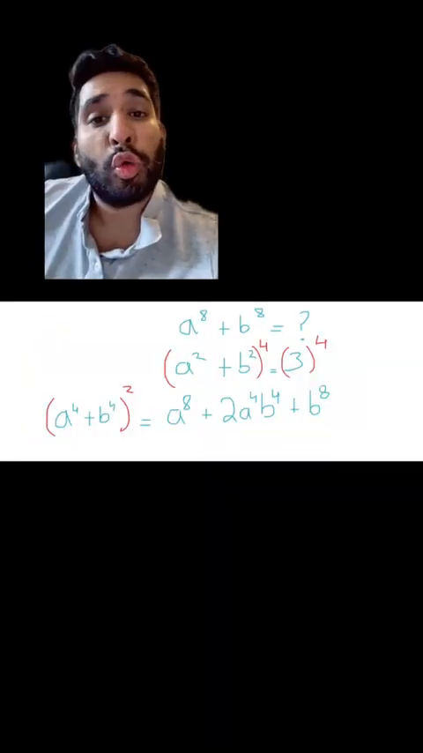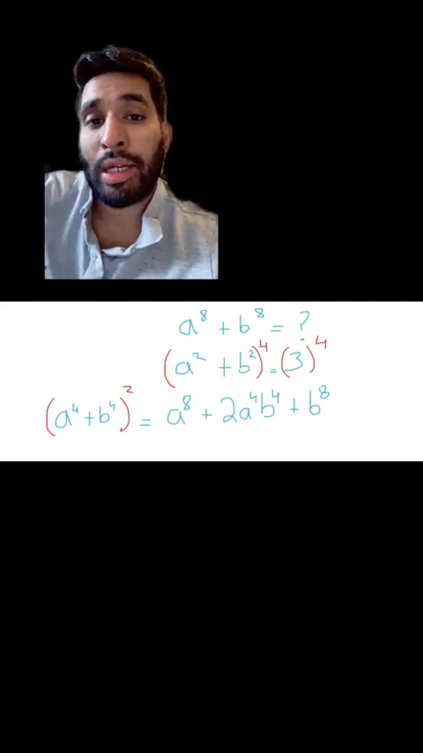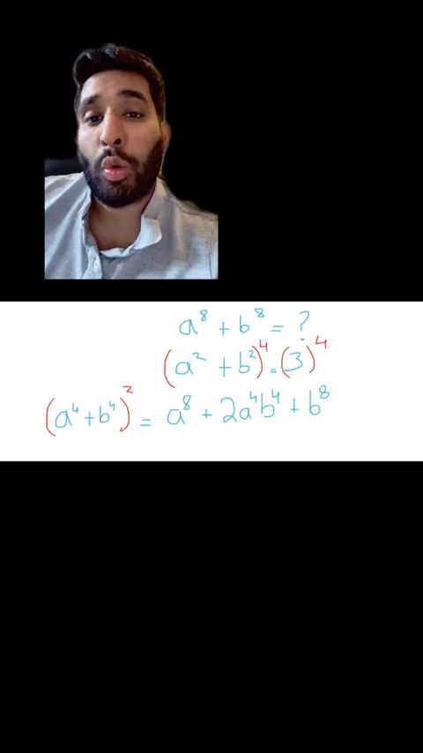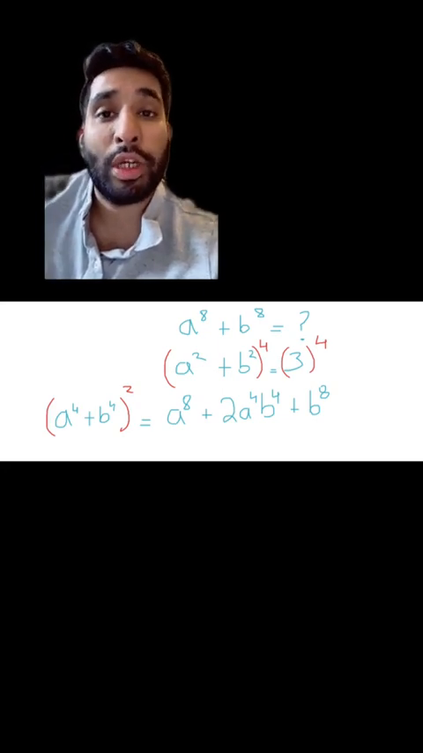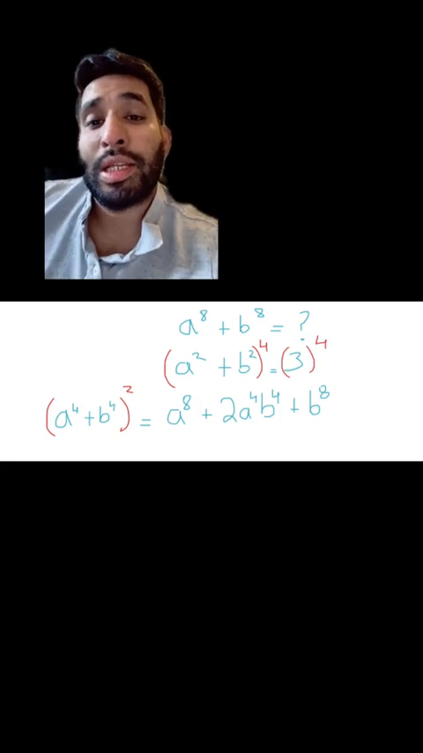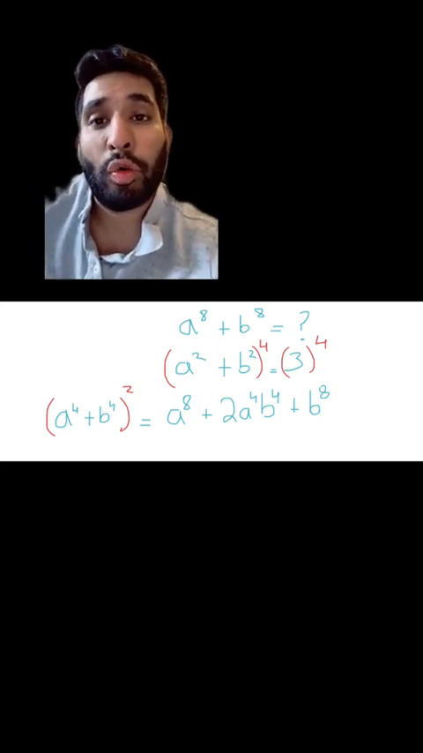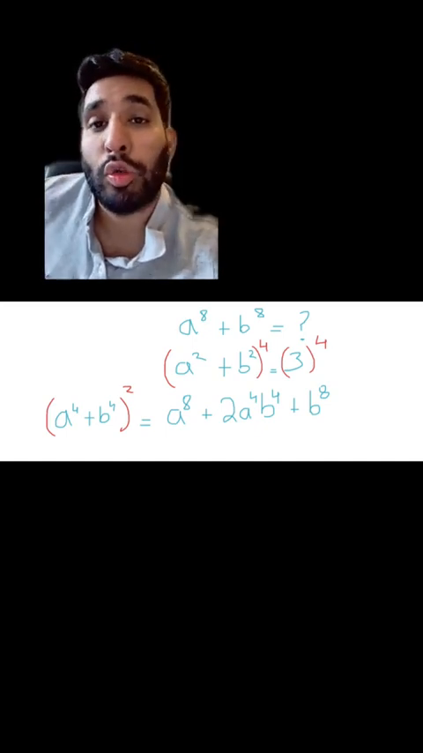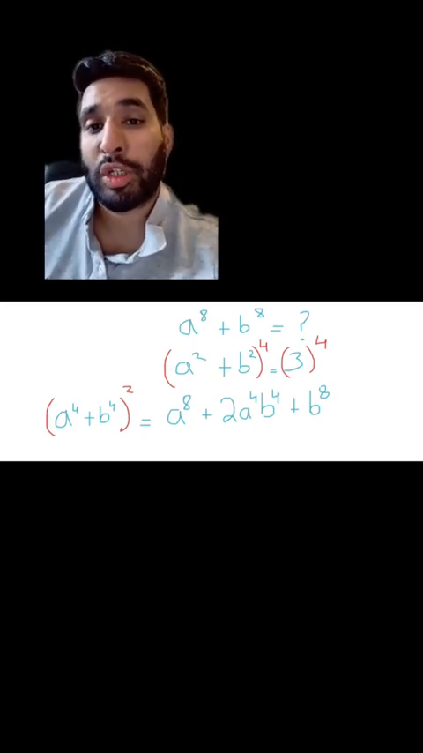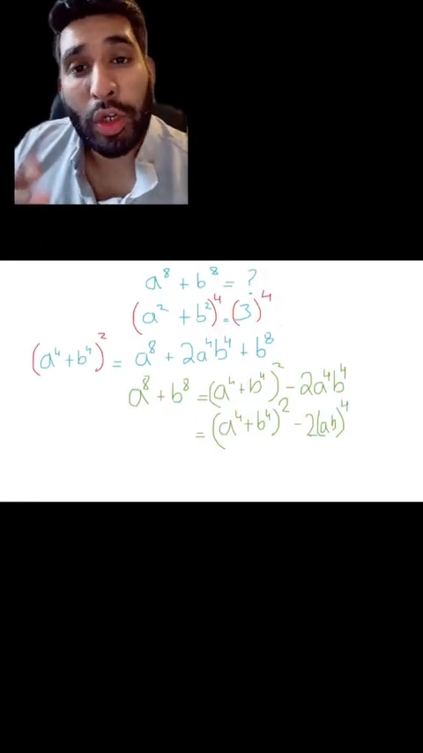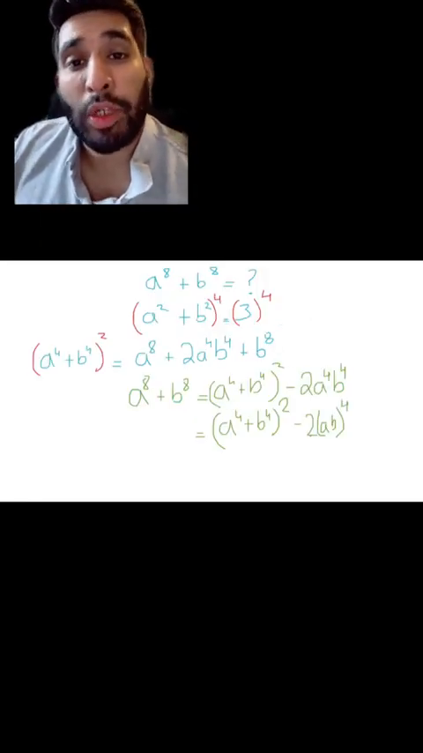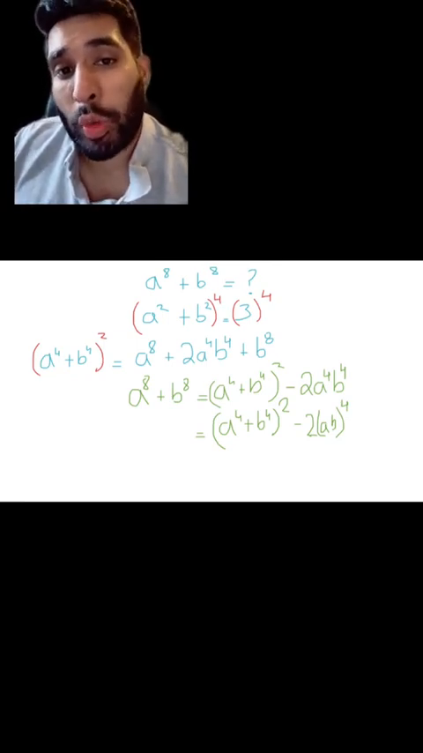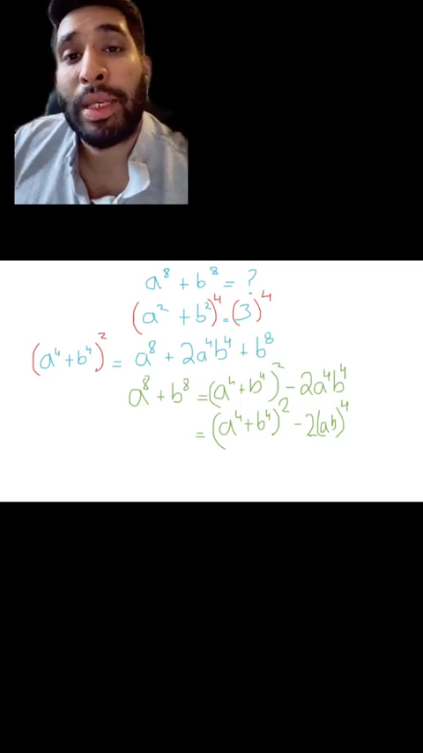To begin with, there are two ways to get the terms a to the power of 8 and b to the power of 8. Either we can raise both sides of the equation a squared plus b squared equals 3 to the power of 4, or we can raise a to the power of 4 plus b to the power of 4 to the power of 2. You can go with the first option and use Pascal's triangle to do the expansion, but the second option is much easier. So now if I rearrange the equation for a to the power of 8 plus b to the power of 8, I end up with (a to the power of 4 plus b to the power of 4) squared minus 2 times (ab) to the power of 4.